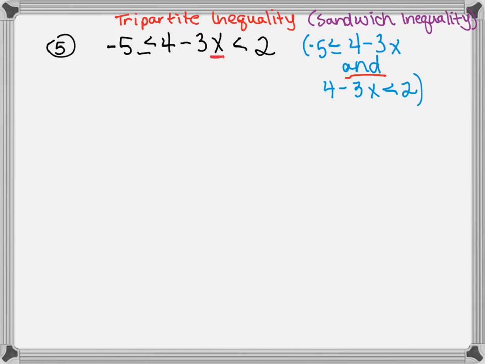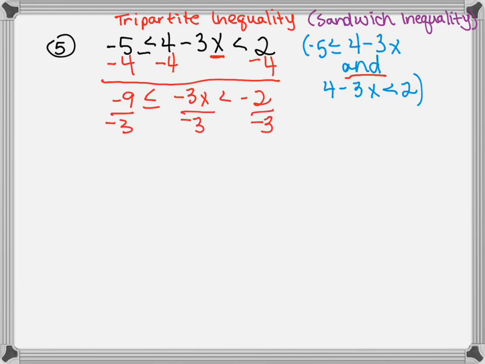So here we have our x in the middle. If we think of our inequality as having three different parts separated by the inequality symbols, and we want to get x by itself in the middle, I'll start by subtracting 4, and here I have to subtract 4 in three different places, separated by the inequality symbols. And we'll end up here now with negative 9 is less than or equal to negative 3x, which is less than negative 2. Then we'll divide everything by negative 3, so all three places.